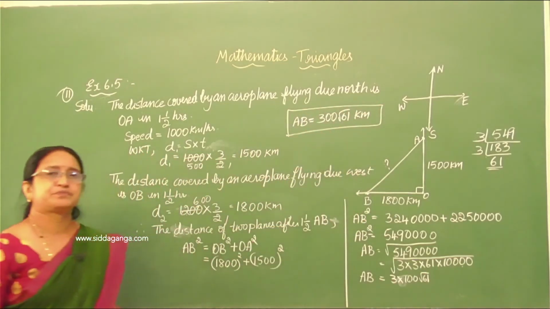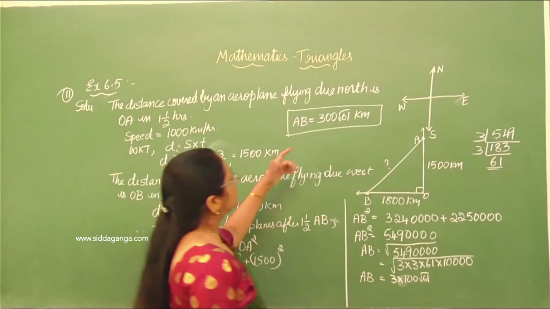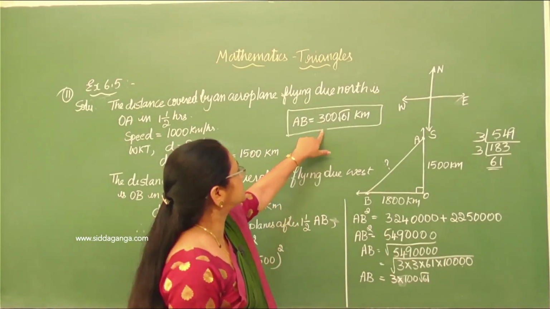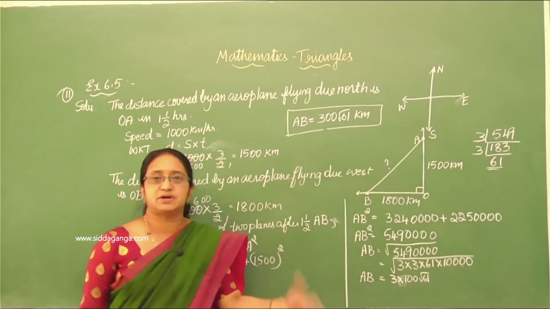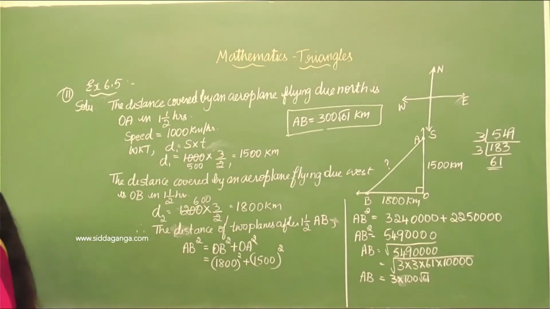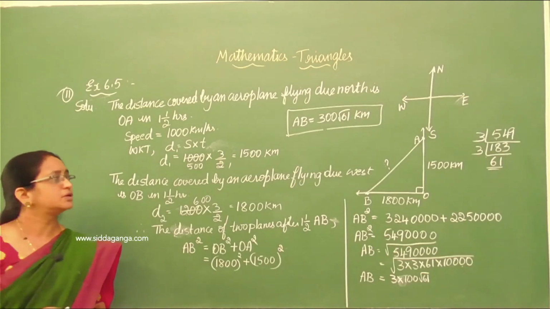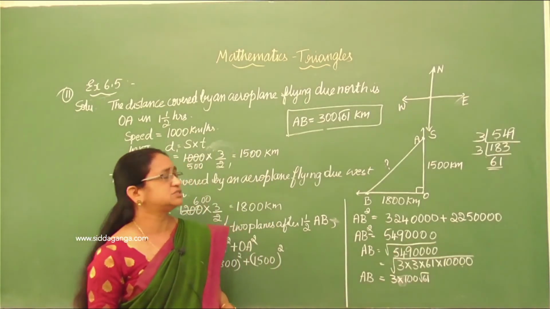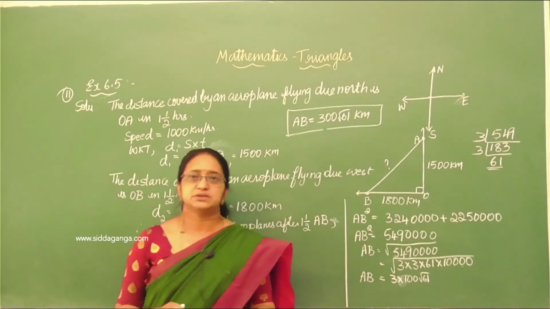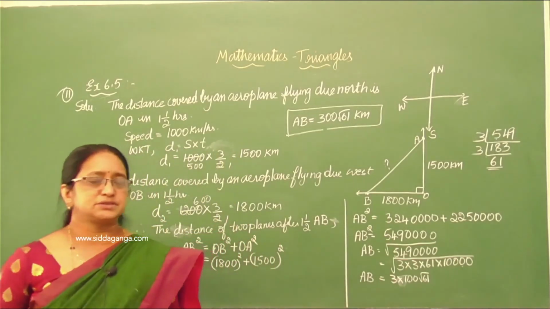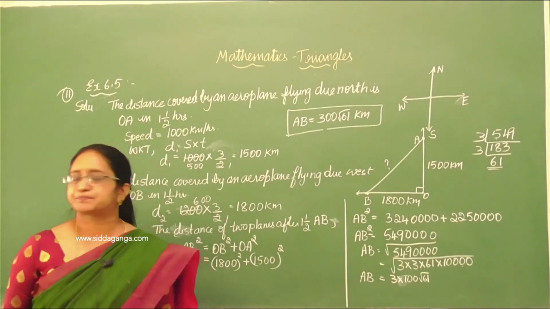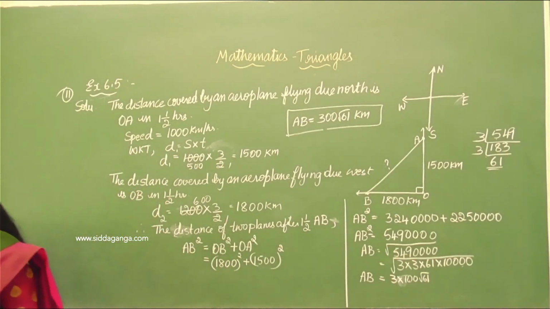So how far apart are they from each other after 1.5 hours? That is 300 root 61 kilometer. 300 root 61 kilometer after 1.5 hours, they are far apart from each other. Isn't it interesting? You can apply this in the other two problems also.